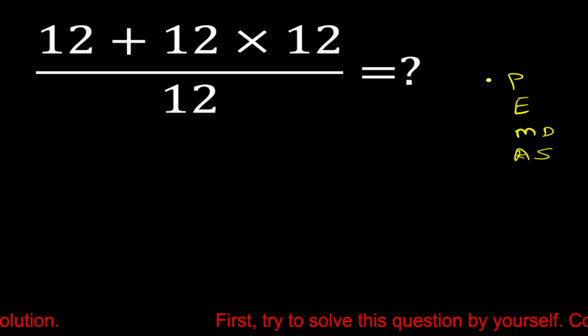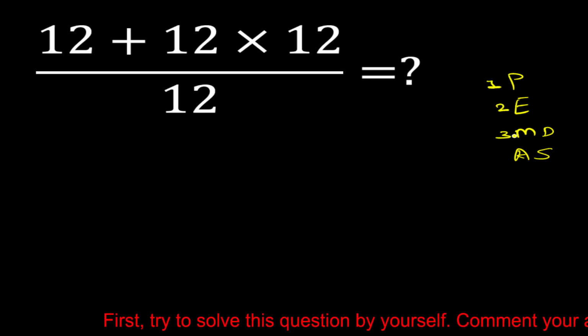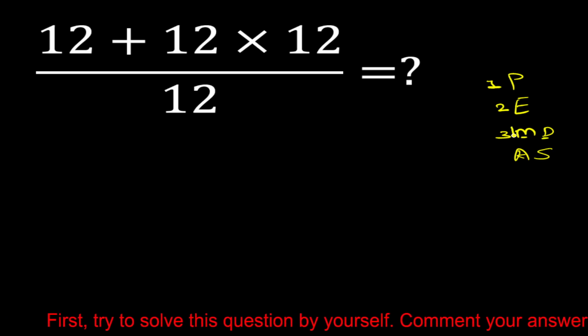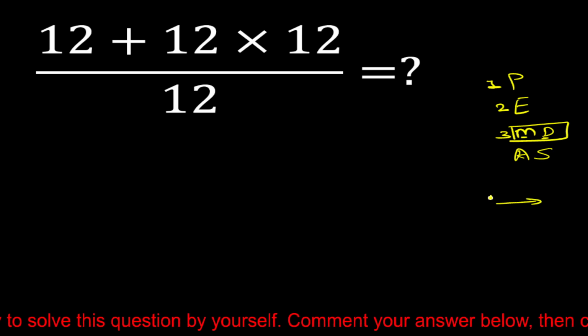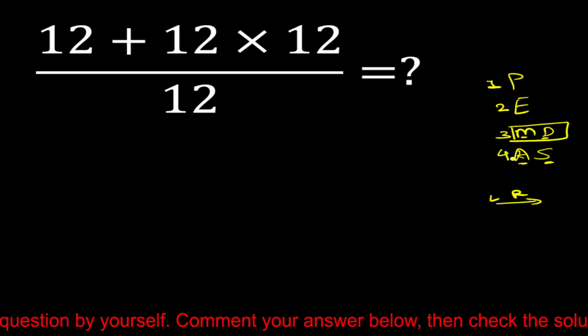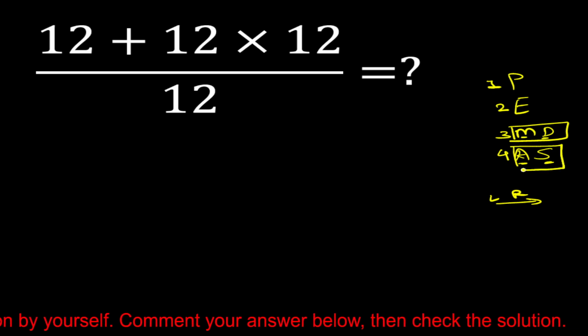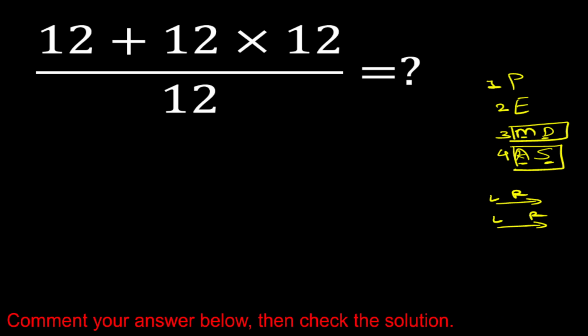PEMDAS. According to PEMDAS, the first priority is parenthesis, the second priority is exponents, and the third priority is multiplication and division. Here multiplication and division both have equal priority, so we have to solve them from left to right. Then the fourth and last priority is addition and subtraction. Addition and subtraction also have equal priority, so we have to solve them from left to right.